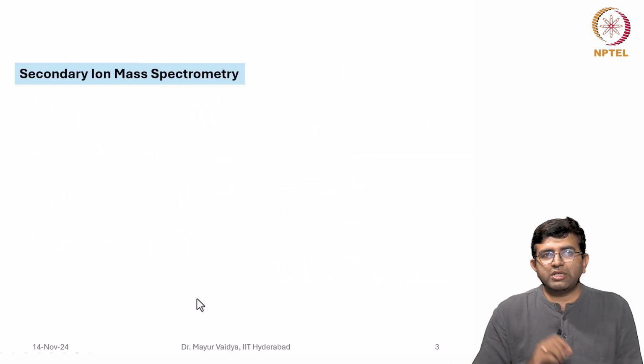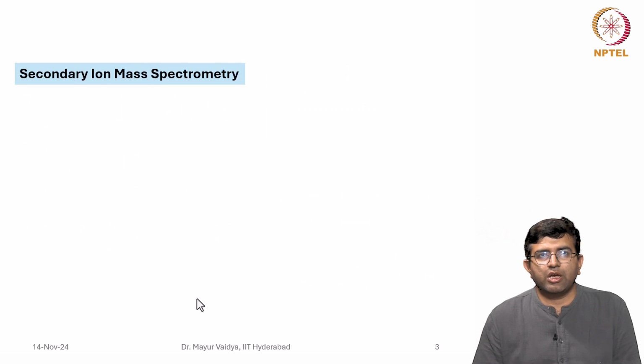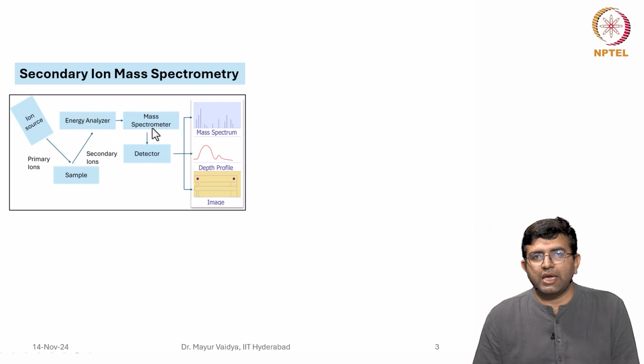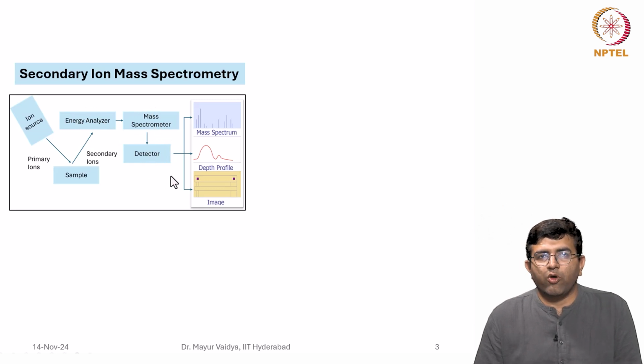Now let me tell you what secondary ion mass spectrometry is. Let us look at the schematic of the instrument. You have an ion source, and when the primary ions impinge on the sample, secondary ions are generated. These secondary ions are then analyzed for their energy as well as their mass using an appropriate detector. What you get is a mass spectrum, and you also get images.